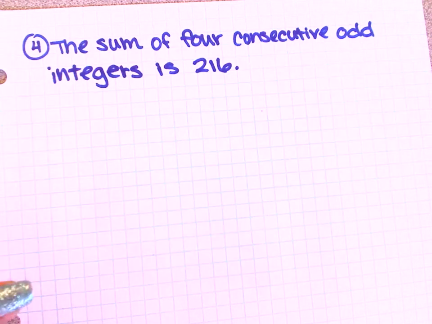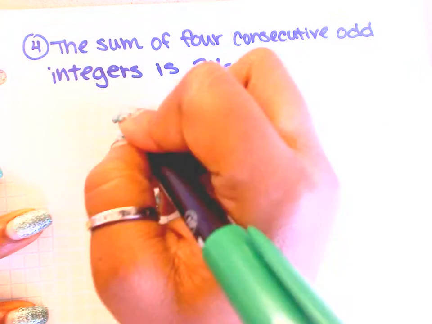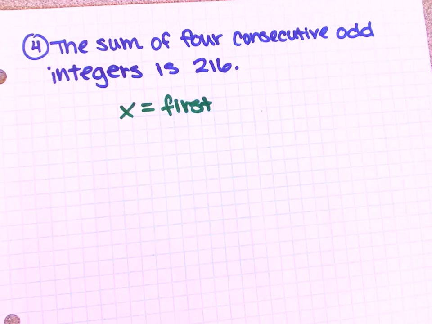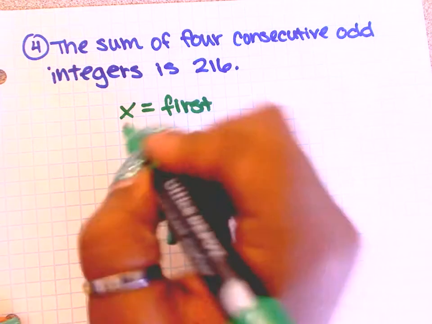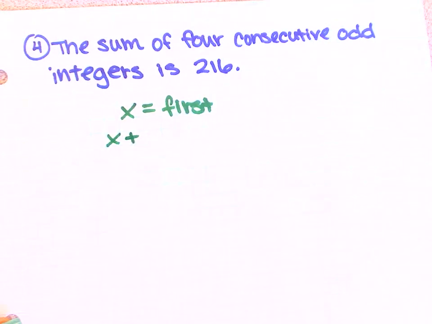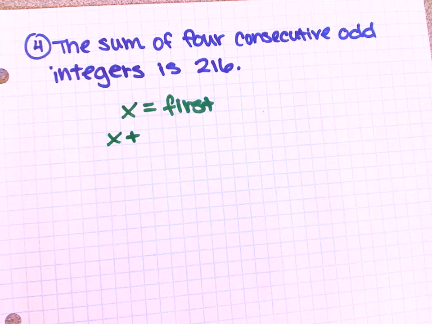Okay, so let's pick a variable. We'll just go with x. So we know that x is going to be my first integer. Now, this is a little different. If it's going to be odd, what's going to be my second integer? It's going to be x plus, what do we think? Think it in your head. It's going to be odd. Do I increase by 1 or do I increase by something different? Raise your hand if you think something different than 1.